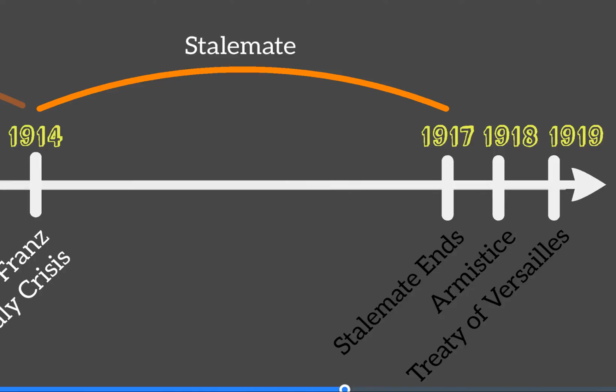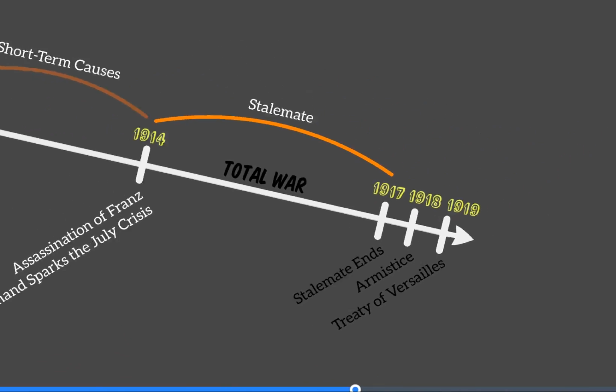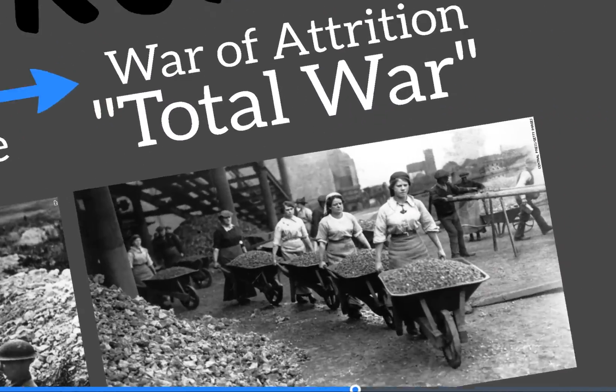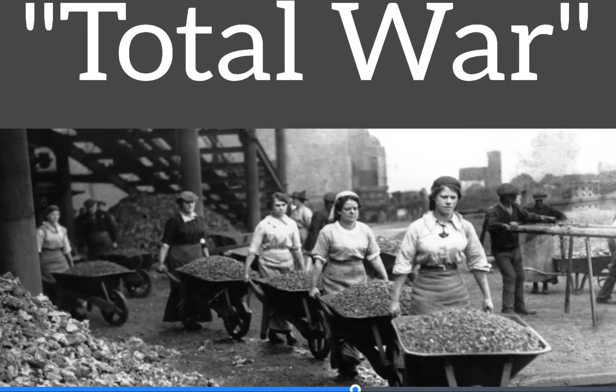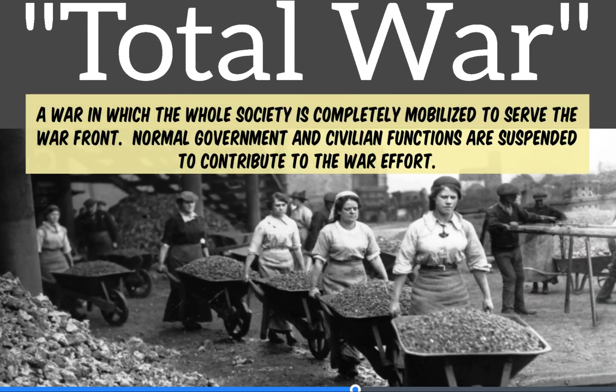So this is still the point of the war that we're focusing on today, and specifically the effects of total war on society, especially the people at home as opposed to the soldiers in the war. We know their experiences were really awful, but this greatly changes the role of women in society, the role of government in society. So we might define total war as a war in which the whole society is completely mobilized to serve the war front. Normal government and civilian functions are suspended to contribute to the war effort. So everybody, whether they're soldiers or civilians, are part of winning this war.